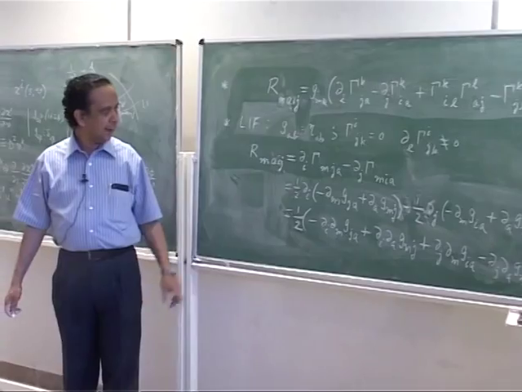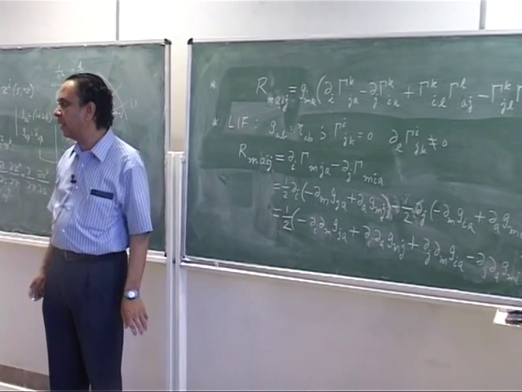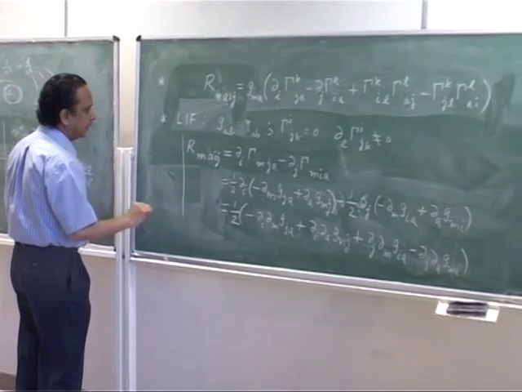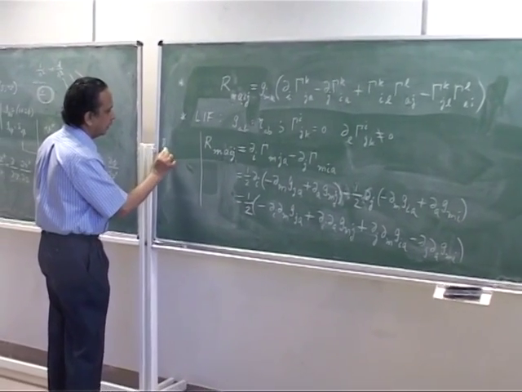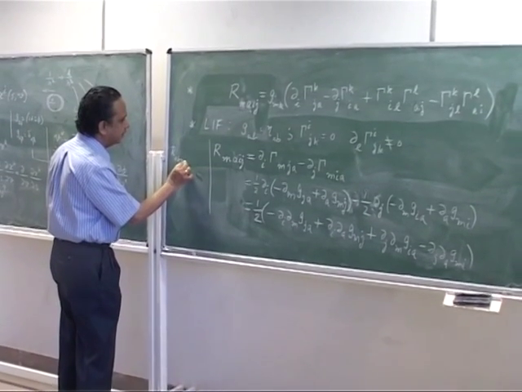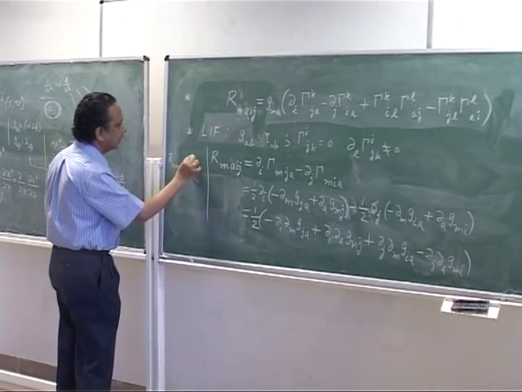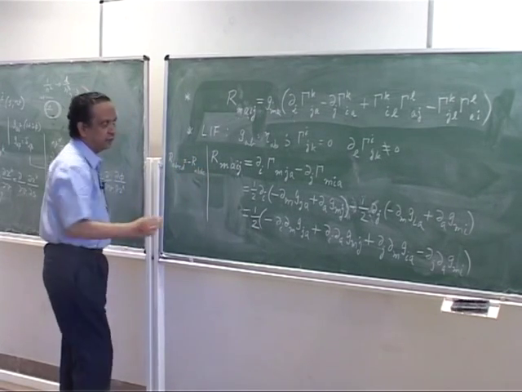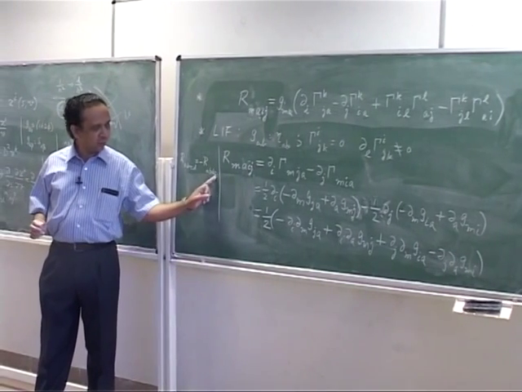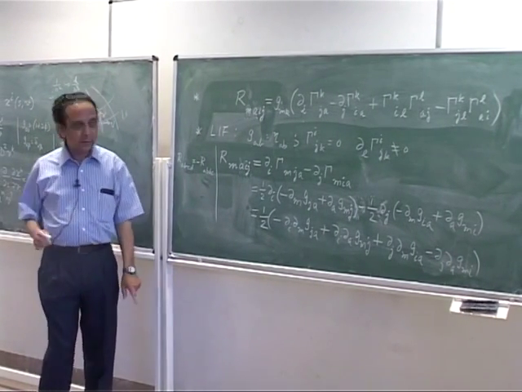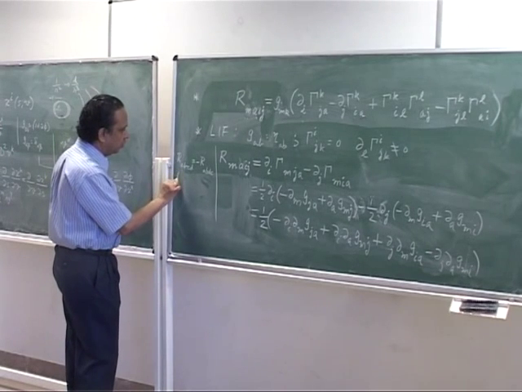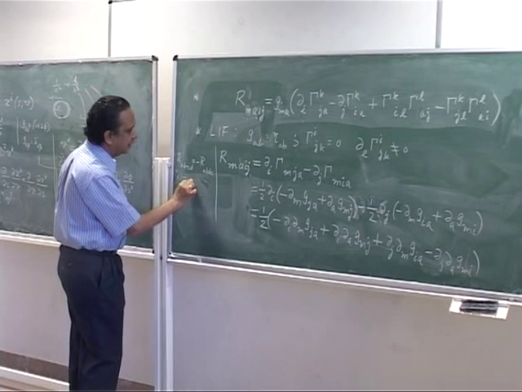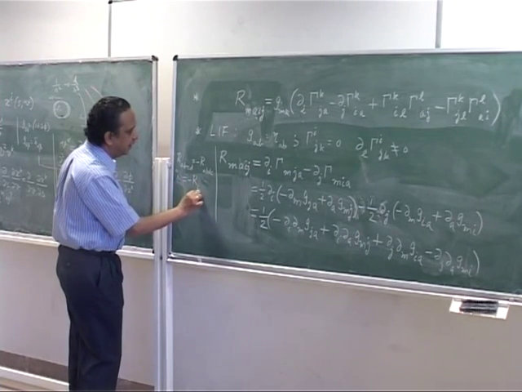That is good. That means this quantity is anti-symmetric in M and A as well. So we originally had the property that R ABCD is minus R ABDC. This was the fundamental definition, because it was always antisymmetric in the last two indices. Now we have shown that it also has one more property, that R ABCD is also equal to minus R BACD.